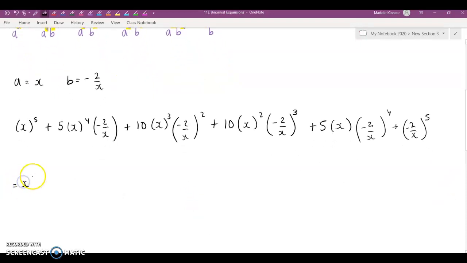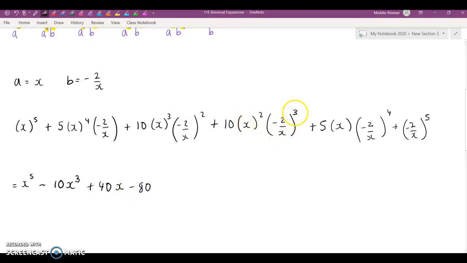So x to the 5 is just x to the 5. And then have 5 times negative 2, so that's going to be negative 10. I then have an x to the 4 divided by an x, so that would be x cubed. I then have 10 times negative 2 squared, which would be positive 4, so I'll get 40. And then we have an x cubed divided by an x squared, so that's going to leave me with an x. I then have negative 2 cubed, which is negative 8, times 10, so that's negative 80.